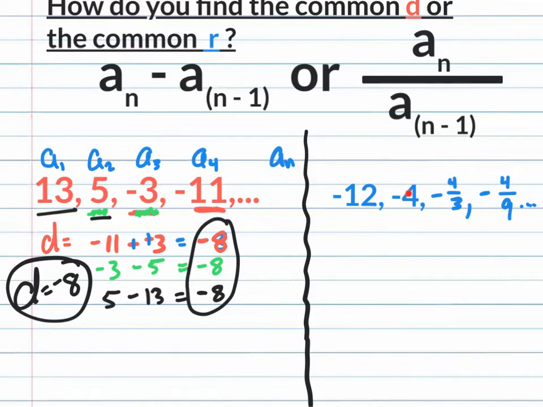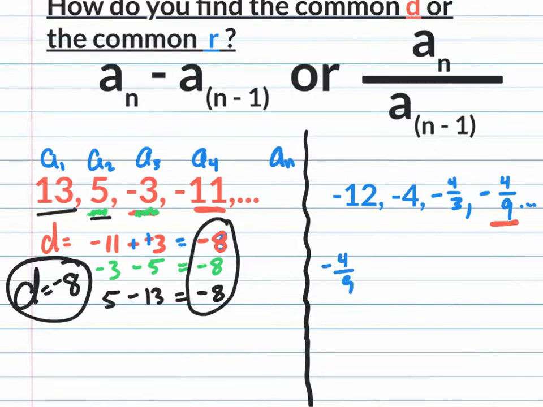If you go -4, take away a -12, that's really -4 plus 12, which is +8. And if you did this one, -4/3 plus 4, that's not going to give you a +8. So there is no common difference. But there is a common ratio. So like, let's say I took any number. Let's say I pick the fraction -4/9.